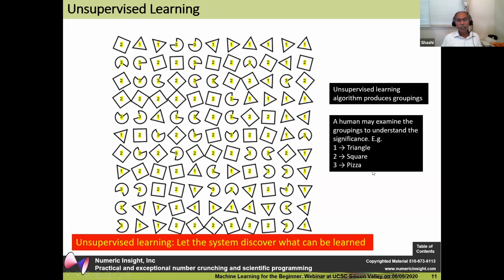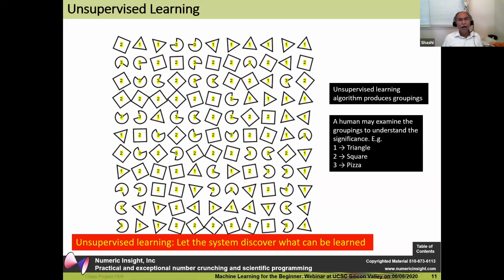So with unsupervised learning, we let the system discover whatever can be learned. Seems very mysterious. How could this work? I promise you, really, that you will be left with some understanding that this is definitely possible. It is plausible. Okay, we'll do that.